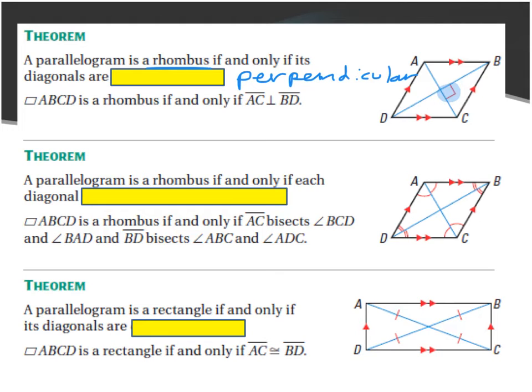Our next theorem states that a parallelogram is a rhombus if and only if each diagonal bisects a pair of opposite angles. So these two theorems are about rhombuses. If it applies to a rhombus, what else does it apply to? Rectangles. Squares. A square.